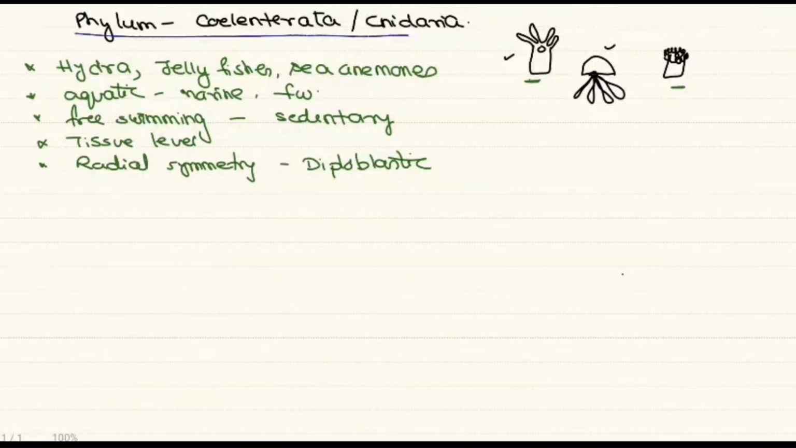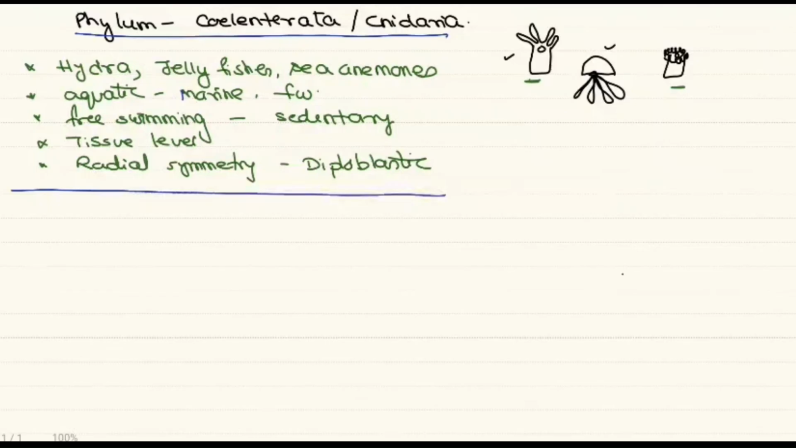The phylum Cnidaria or Coelenterata has hydra, jellyfishes, sea anemones, aquatic, basically marine, few are freshwater, free swimming, some are sedentary, tissue level, radial symmetry, diploblastic, right? So now I'll go for the body characteristics. Now why the name Cnidaria?